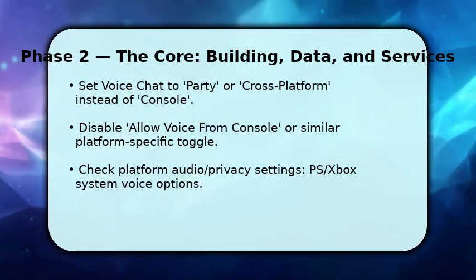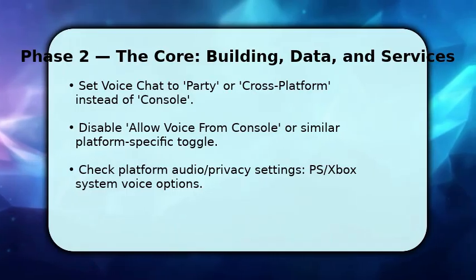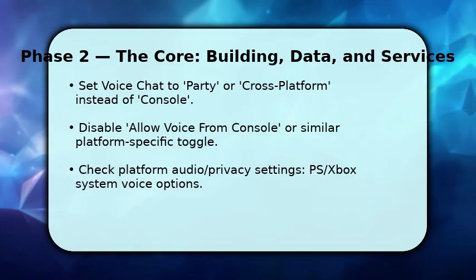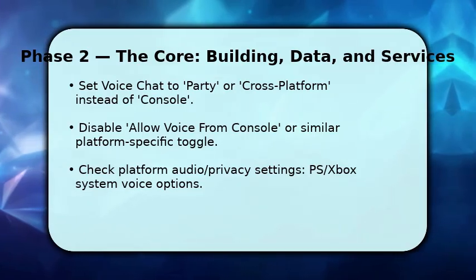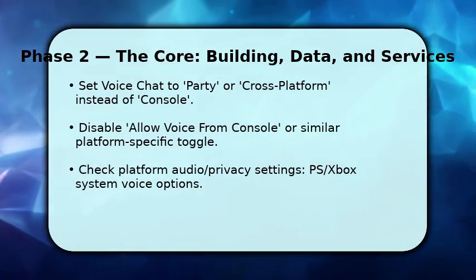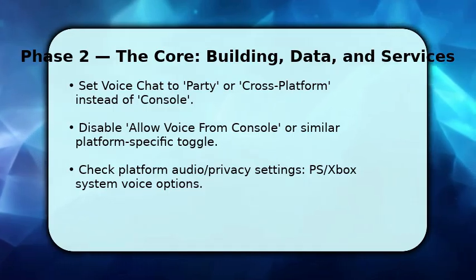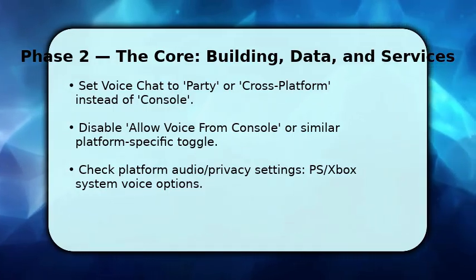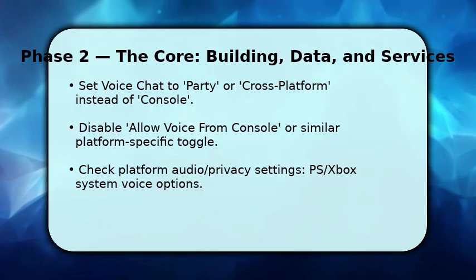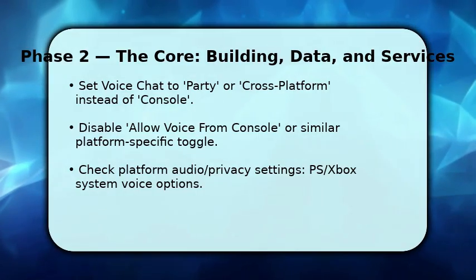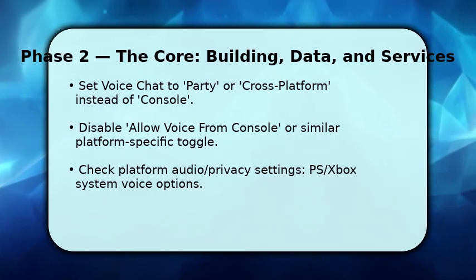Now you change how voice is routed so the console-only channel disappears. Go to Audio Voice Chat and pick Party or Cross-Platform. Doing this forces Fortnite to merge channels. Then disable any option labeled Allow Voice from Console or Console Voice Channel in Advanced Settings, because that keeps a separate stream active. Also open your console system audio and privacy settings and turn off party voice forwarding if present.